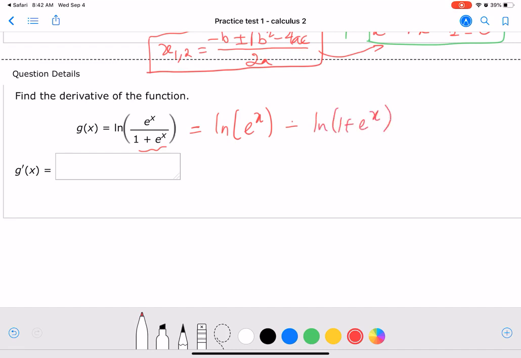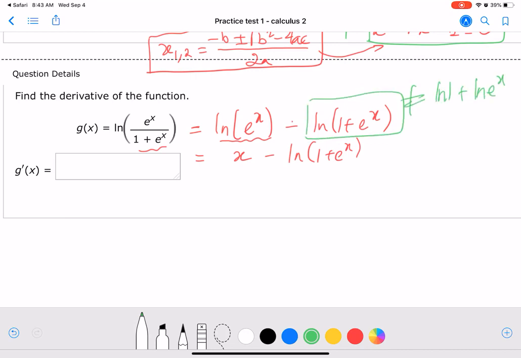So now you can differentiate, but before that I want to simplify one more thing. ln e^x is just x, right? And here ln of 1 plus e^x. Okay, don't write this as ln of 1 plus ln of e^x. They are different. Okay, don't do that. So now I can differentiate.